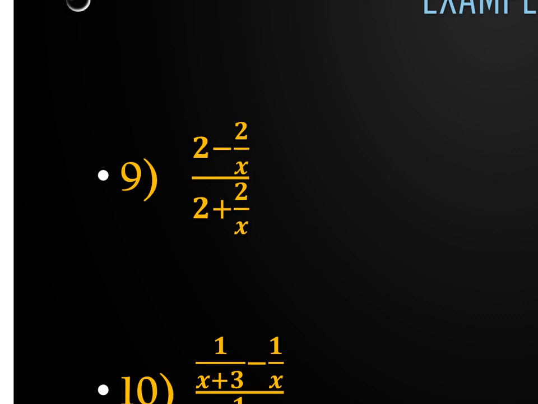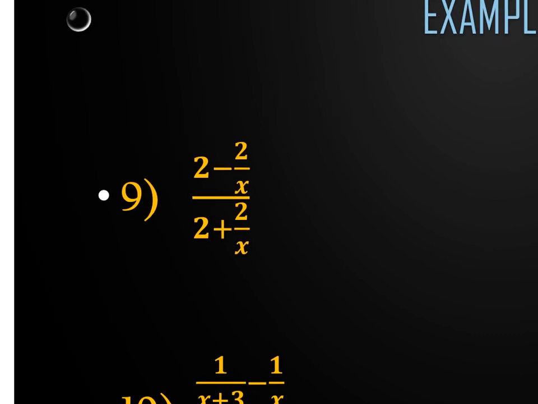So I'm going to do the numerator first, and I'm doing 2 over 1 minus 2 over x. My common denominator is x. So I need to multiply the top and the bottom by an x. So this becomes a 2x.